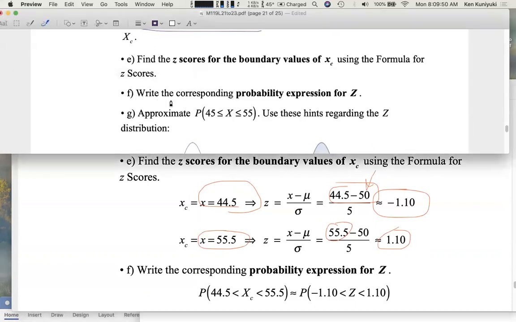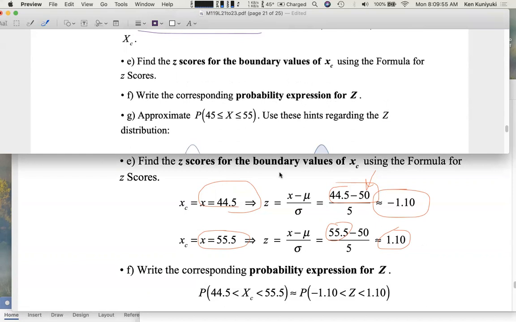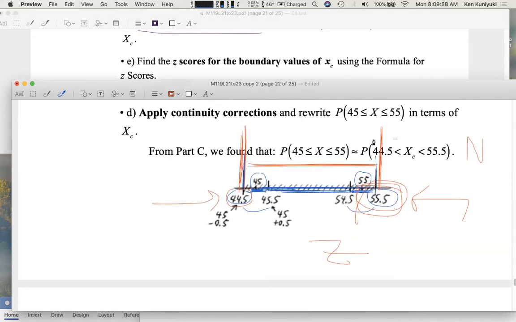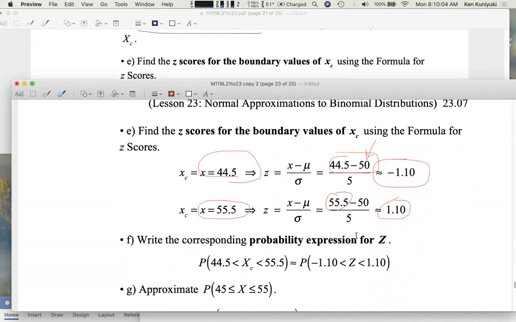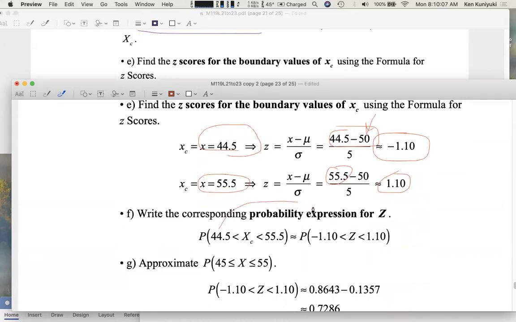In part F, write the corresponding probability expression for z. So write this expression in terms of corrected x, in terms of z. Well, instead of 44.5, we have a z-score of negative 1.10. That's the z-score for 44.5 heads. Instead of 55.5 heads, we'll convert it to its z-score, positive 1.10. So now we're focused on this probability over here, and we can use the software or tables for z-scores for a standard normal.